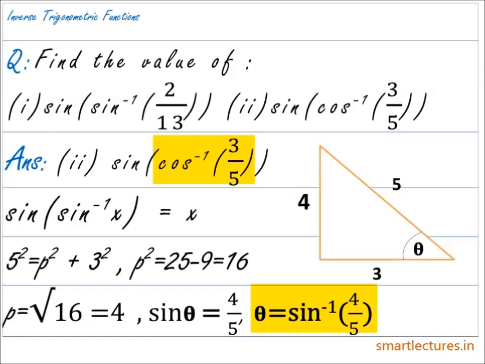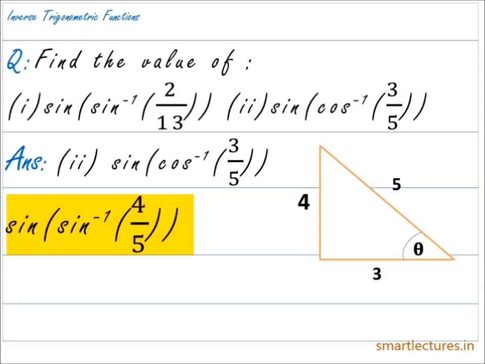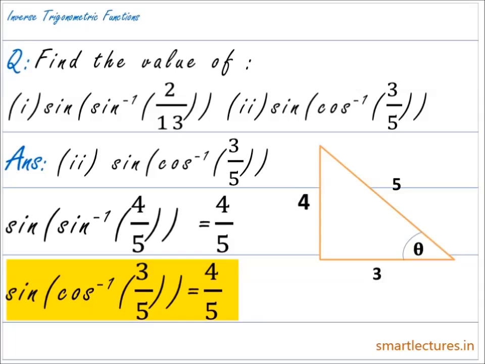So the final expression becomes sine of sine inverse 4 upon 5. That means sine of cos inverse 3 upon 5 becomes sine of sine inverse 4 upon 5. But you already know that as per the properties of inverse trigonometric functions, the sine of sine inverse x is equal to x. So sine of sine inverse 4 upon 5 is equal to 4 upon 5. Therefore, sine of cos inverse 3 upon 5 is equal to 4 upon 5.